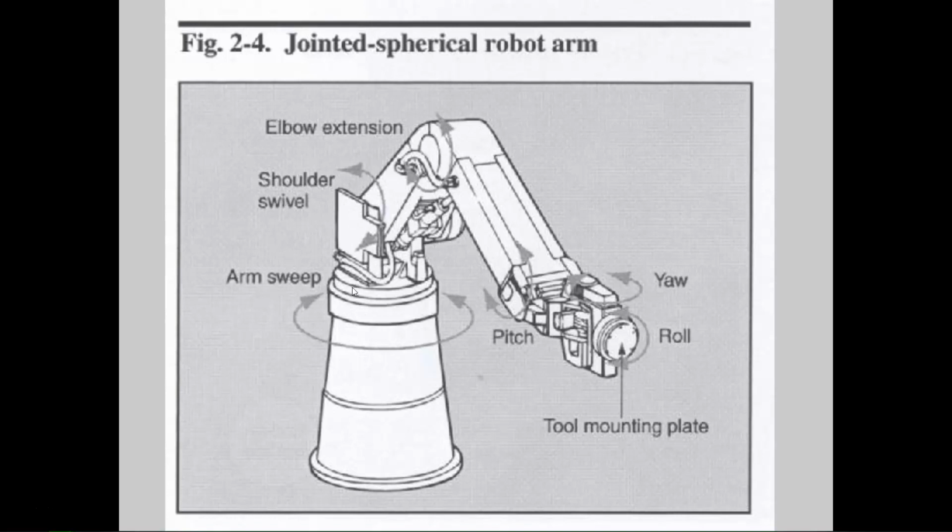So for your arm sweep and your shoulder swivel, those are actually both motions that are found in your shoulder. So your shoulder has the ability to move up and down in a rotational fashion, and it can also move in a total circle. And then you have your elbow, which just moves in a rotational fashion in and out. So that's why they say it resembles the human arm, only this thing has more joints to be able to do what we can do with our hands.